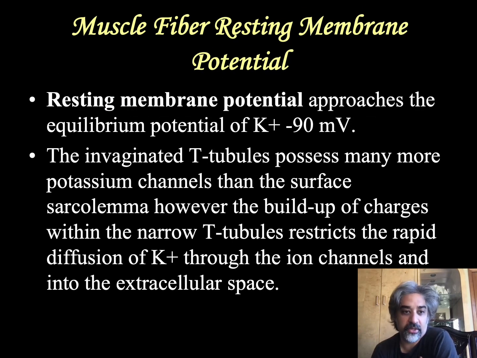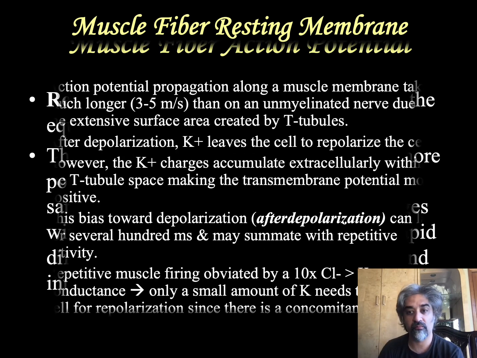The resting membrane potential approaches about -90 as well, and that's the equilibrium potential of potassium. The invaginated T tubules possess many more potassium channels than the surface sarcolemma, because the buildup of charges within the narrow T tubules restricts rapid diffusion of potassium through the ion channels and into the extracellular space. If you have issues there, like channelopathies such as myotonic dystrophy, that's where the issue can be.